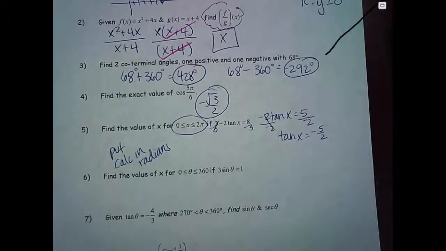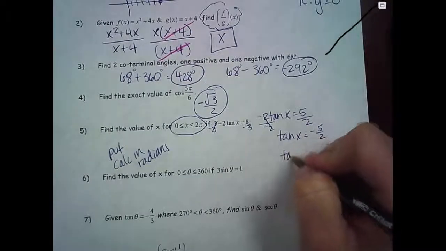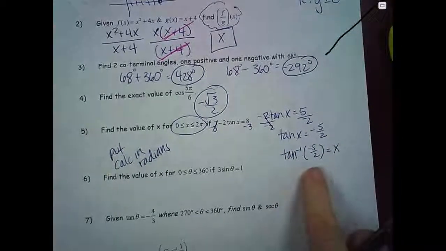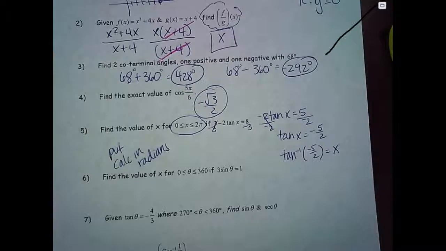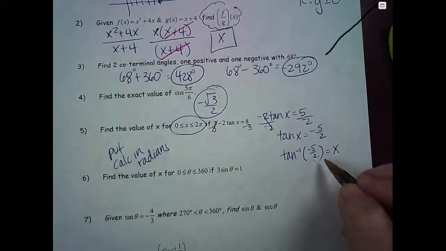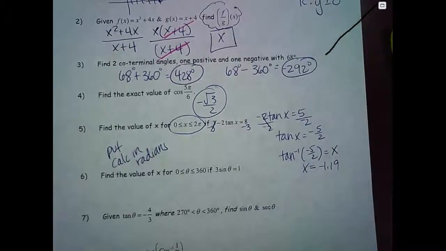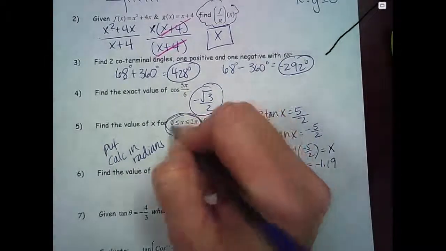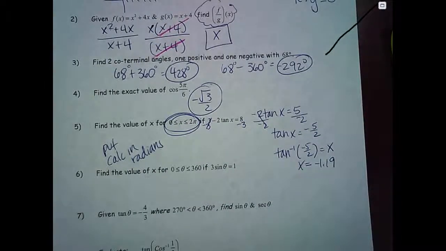So remember how to solve this? Very good. You have to find the inverse. So you're going to say tangent inverse of negative 5 halves equals the missing x. Type this in your calculator. And x actually gave me what? What did it give you? Did you get negative 1.19? My guess is that choice is probably there, and it's wrong, because remember, it wants between 0 and 2 pi. That's a negative answer.